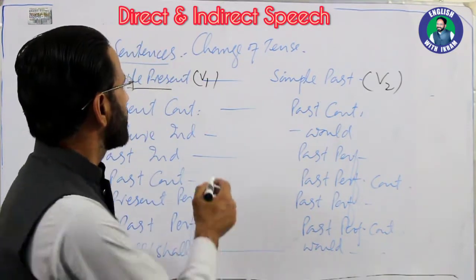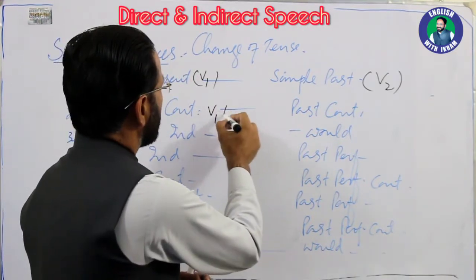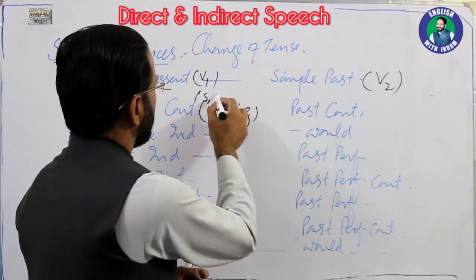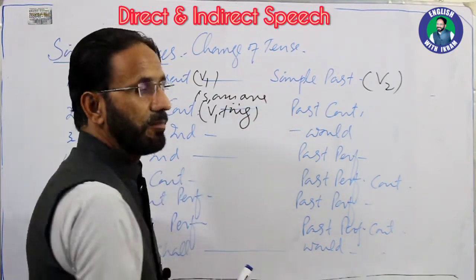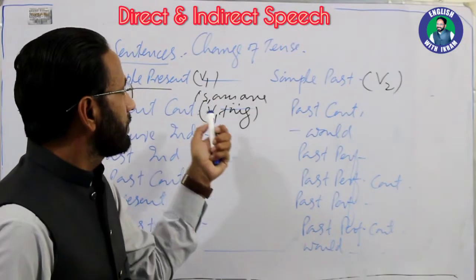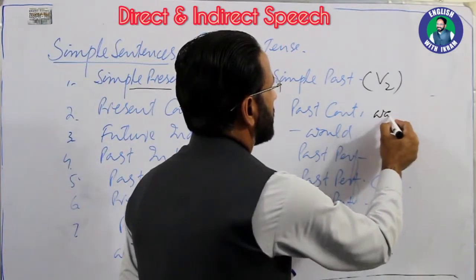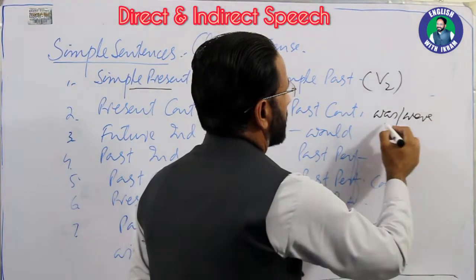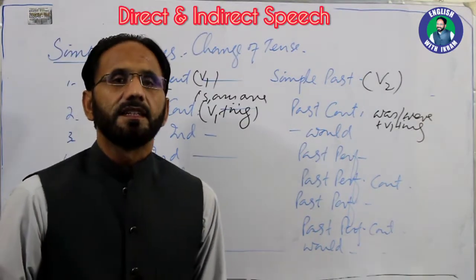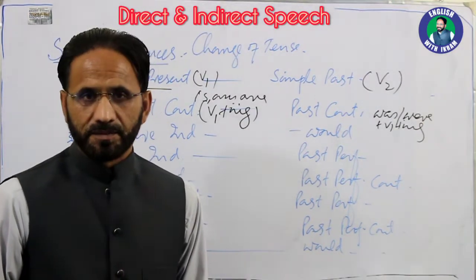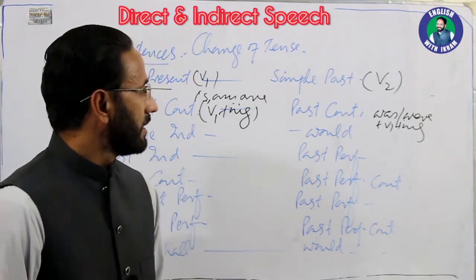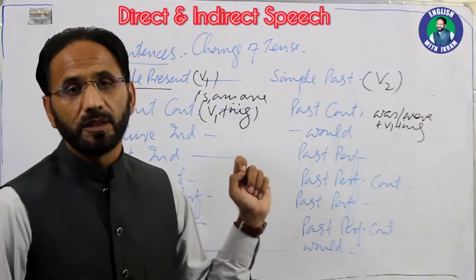The next one, present continuous, is am, is, are plus V1 plus ing. If there is present continuous tense in direct speech, it will be changed into past continuous, was, were plus V1 plus ing. For example, if the sentence is, he said, I am doing my work. He said that he was doing his work.